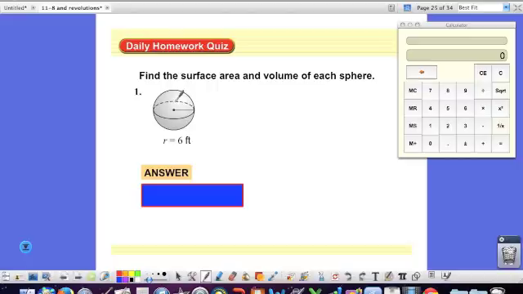Find the surface area and the volume of each sphere. So for the surface area, I don't need to write the formula out every time. It's 6 squared, which is 36, times 3.14 times 4. So the surface area is going to be about 452.16. For the volume, 6 times 6 times 6 is 216 times 3.14 times 4, and then I have to divide by 3.